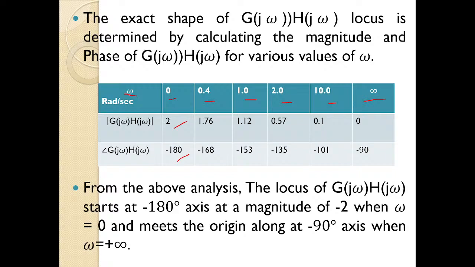This is important for the Nyquist plot for us, since we are going to plot the graph in the notes. So for omega 0.4, magnitude is 1.76 and angle is minus 168. For omega equal to 1, magnitude is 1.12 and angle is minus 153. For omega 2, magnitude is 0.57 and angle is minus 135. For omega 10, magnitude is 0.1 and angle is minus 101. For omega equal to infinity, magnitude is 0 and angle is minus 90 degrees.